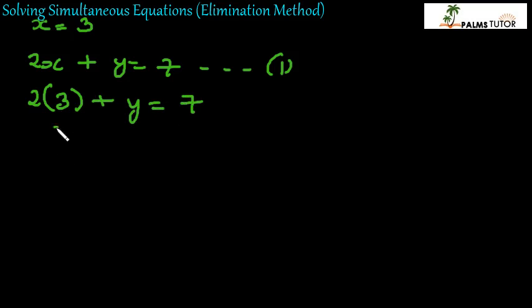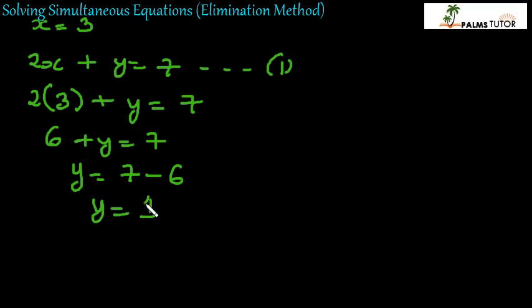So 2 multiplied by 3 is 6, plus y equals 7. Collect like terms, y will be equal to 7. This crosses the equality sign and becomes minus. That's y equals 7 minus 6, y equals 1. So we know x equals 3 and y is equal to 1.